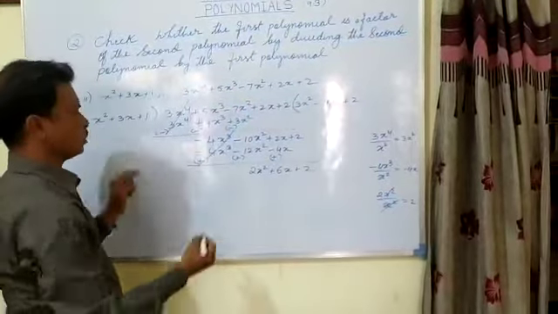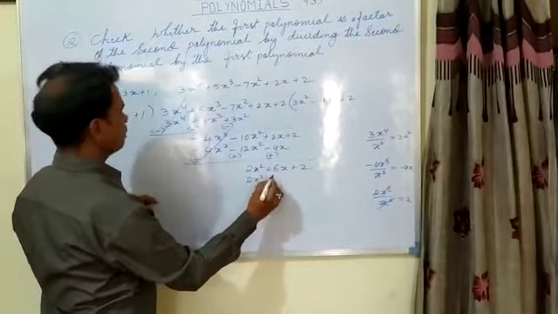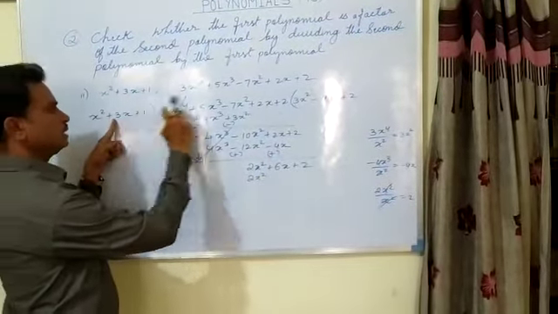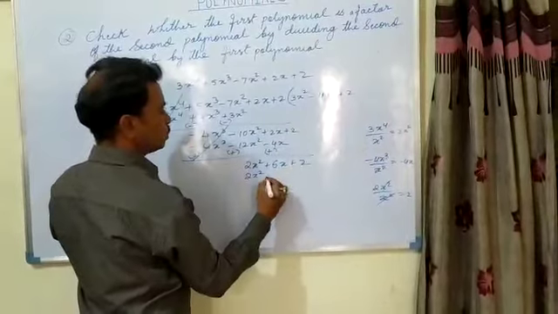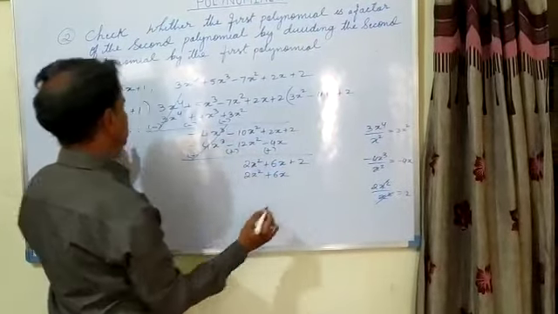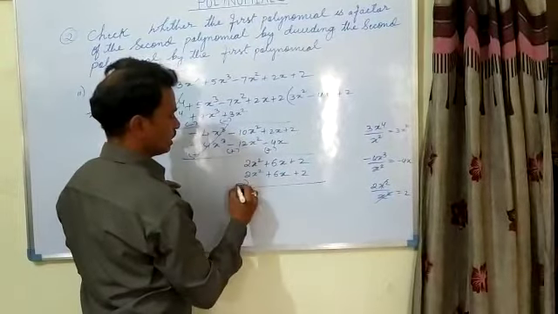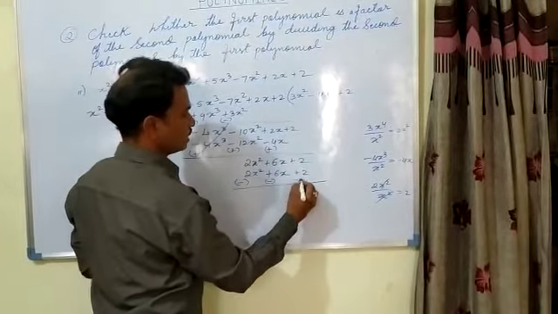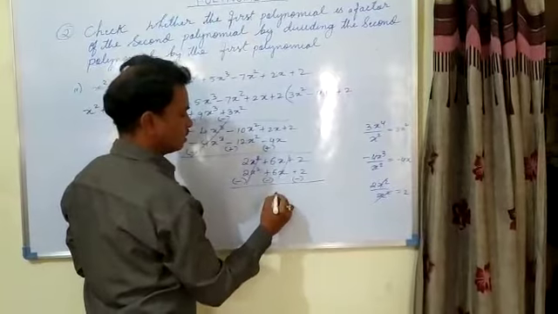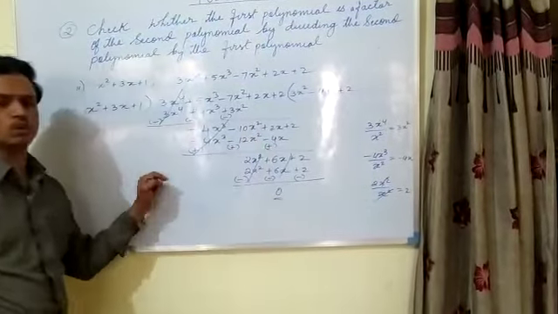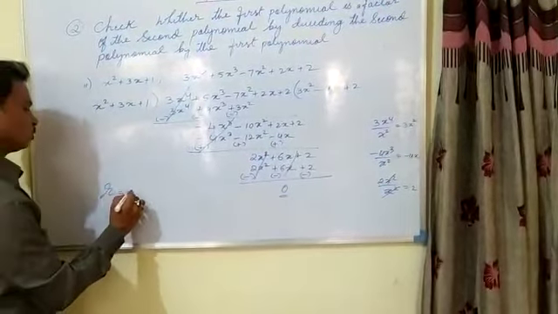2 into x square becomes 2x square, plus 3x into 2, 3 2s are 6, 6x, plus 1 into 2, 2. Plus 2, to put opposite signs, minus, minus, minus. So cancel it. So what is the remainder? 0. Now here r is equal to 0.